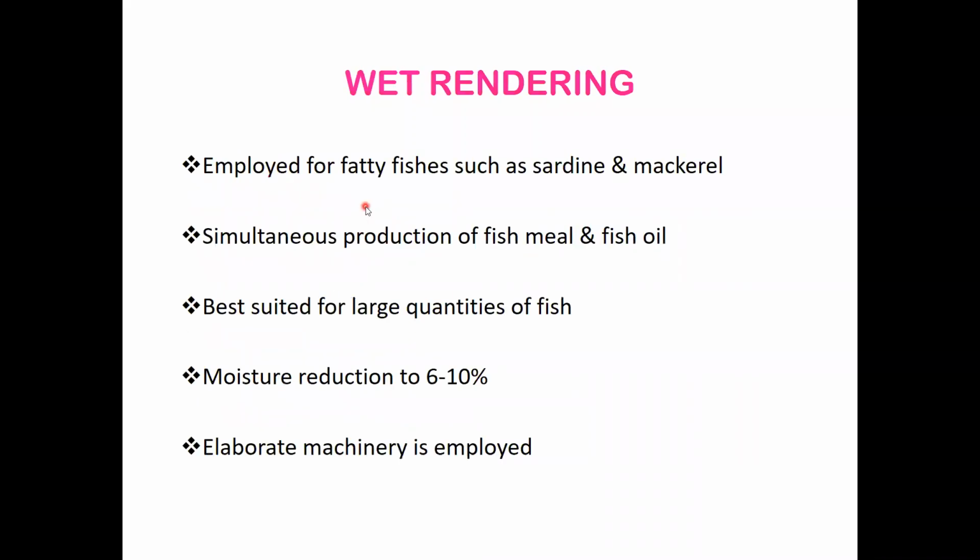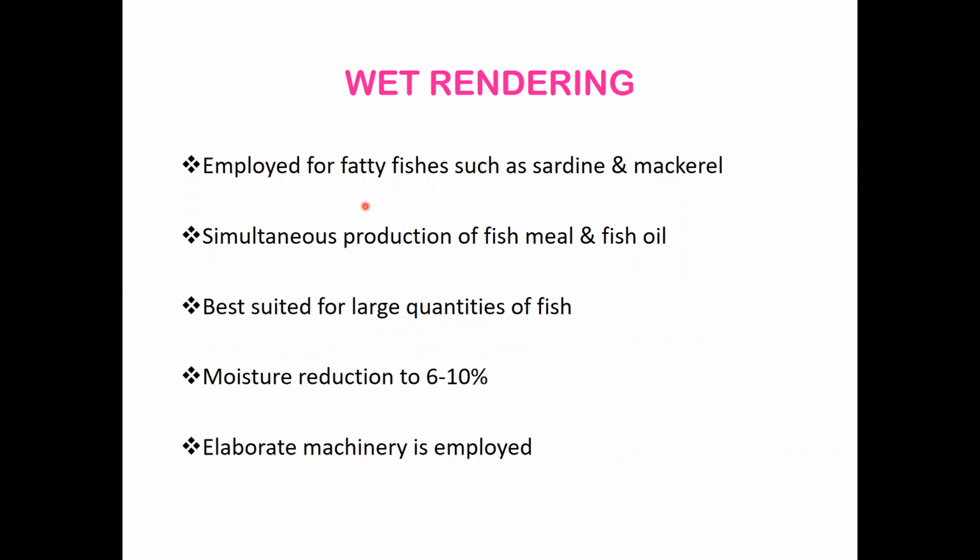Now we have wet reduction or wet rendering. This wet rendering or wet reduction is especially suited for fatty fishes, especially sardine and mackerel. Here we can have simultaneous production of fish meal and fish oil. We can produce fish meal as well as fish oil. But in dry rendering, we can produce fish meal only. If the fat percentage is more, then we have to produce fish oil also from the dry rendering process. It is best suited for large quantities of fish.